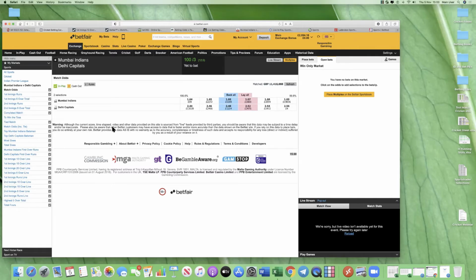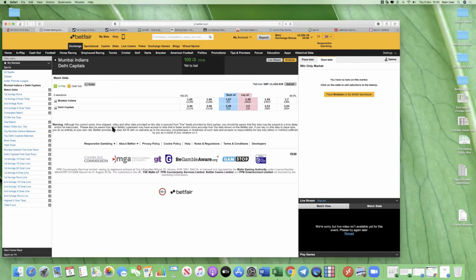Yeah. So if someone in the room can tell me right now, is Pollard going to get more than 50 here or is he going to get out for under 20? If you can tell me that with some certainty, then I can make a bet and win a lot of money.